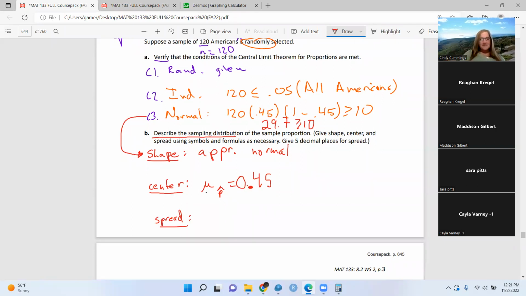And then the spread: I do want to see the symbol either sigma p hat or the SE parentheses p hat, either one. And then this is where you now have to do that square root mess. I hope you're all okay if I just put in 0.55, that's the result of this. And then what was our sample size? 120. And we're consistent here. That's nice.